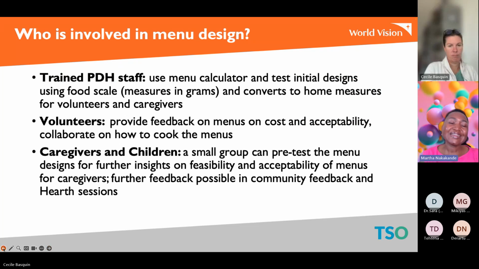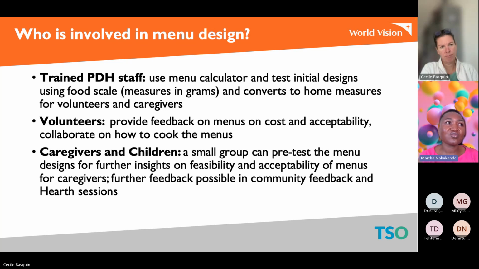And who is involved? Ideally, we should have staff that have been trained in PD Hearth, because they have to know how to use this calculator. They have to test the initial designs. They have to use food scales, because you have to use a food scale to do the measurements.